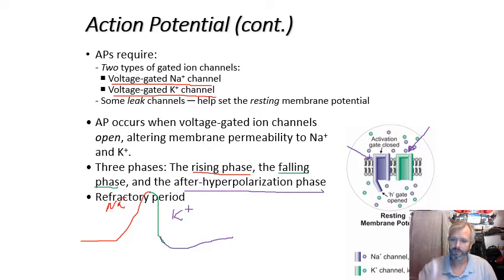But again, voltage-gated sodium channels, voltage-gated potassium channels. Sodium channels are going to allow us to depolarize. Potassium channels allow us to repolarize and hyperpolarize. Because positive ions are moving in with sodium, and positive ions are moving out when we have potassium channels open.